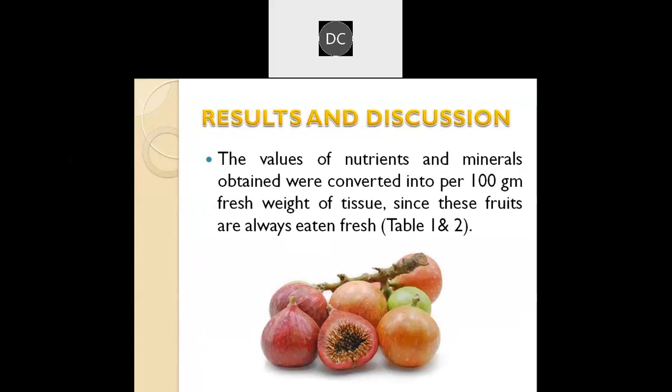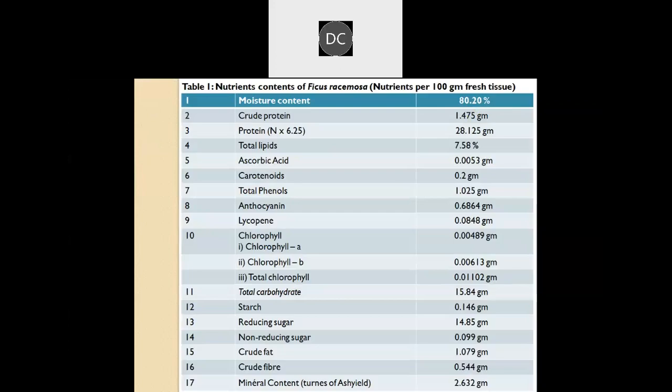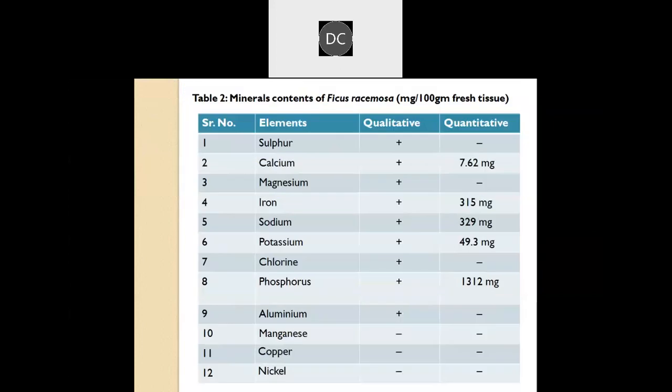Results and discussion. The values of nutrients and minerals obtained were converted into per 100 gram fresh weight of tissue, since these fruits are always eaten fresh. Table number 1 and table number 2. Next, madam. Here, 17 phytonutritive elements are estimated. In this, protein, ascorbic acid, and carotenoids are mostly found here. Next, madam.